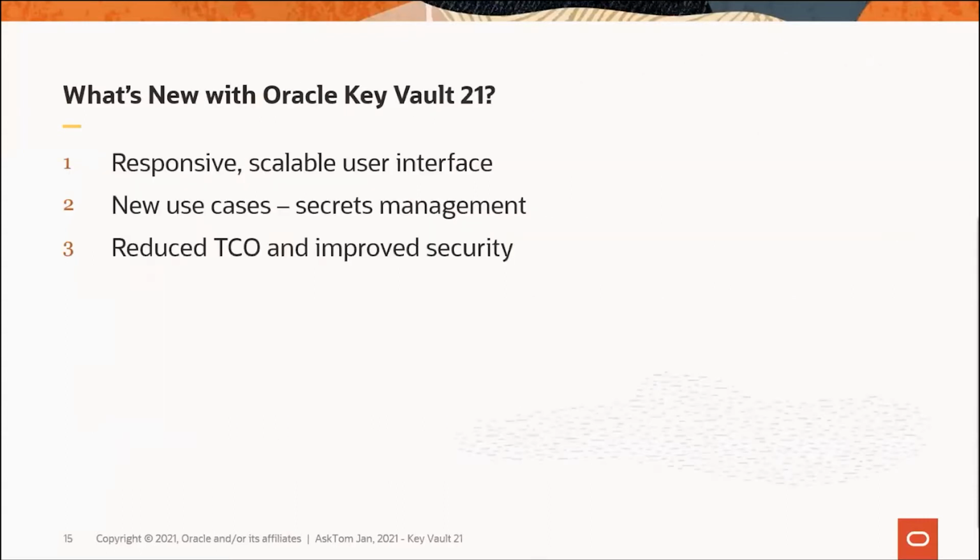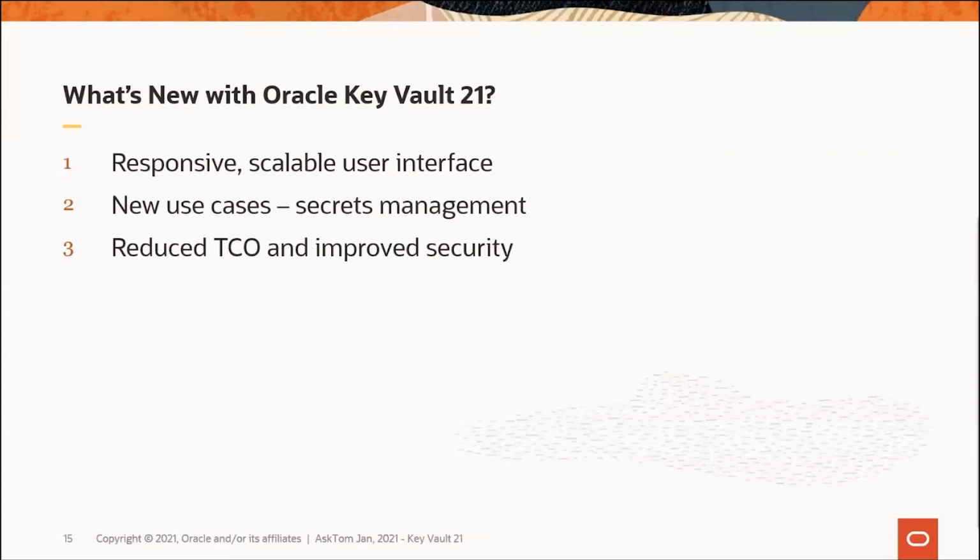Okay, so what's new in OKV 21? We have a new user interface, which is really fast, and it's basically designed for huge deployments with hundreds of wallets, thousands of endpoints, 10,000s of keys and secrets. And we also have new use cases. That is why we're here today, right? We will be talking about secrets management.